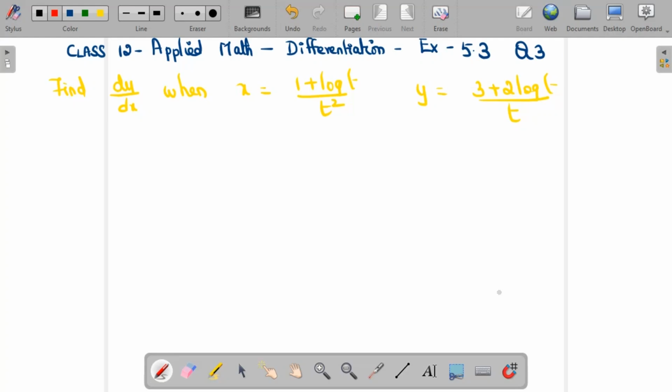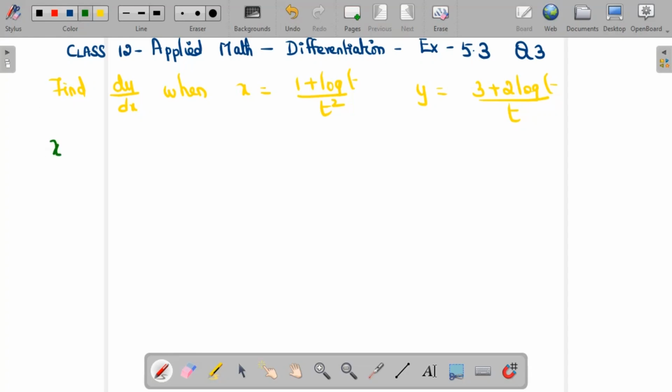In this video, let's see how to solve the third question in exercise 5.3. Find dy by dx when x is equal to (1 plus log t) by t squared and y is (3 plus 2 log t) by t. So first we need to compute dx by dt.